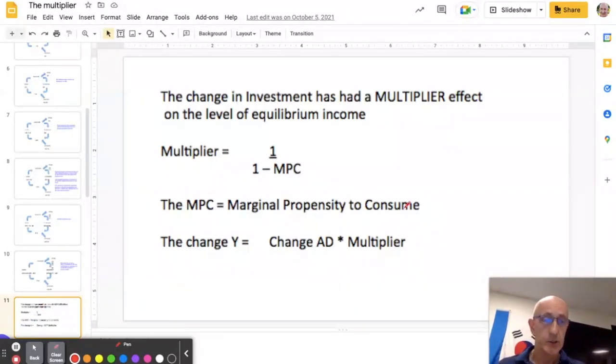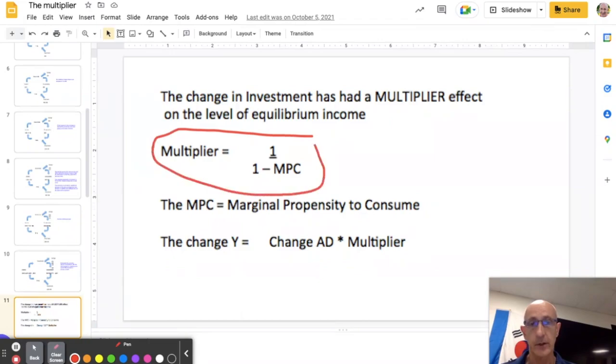Now, there are various shortcuts you can take in order to get to your final answer, and we use this thing called the multiplier to help us with that. And the multiplier is shown by this equation, 1 over 1 minus the MPC, the marginal propensity to consume. And then once we know that, and we know what the initial change in aggregate demand has been, right, we multiply that change in aggregate demand by the multiplier to find out what the overall level of change in income is going to be as a result.